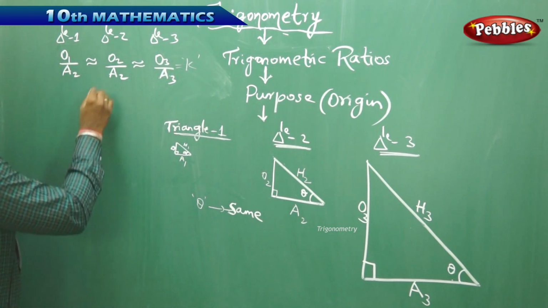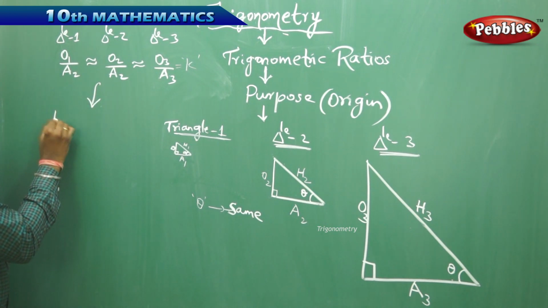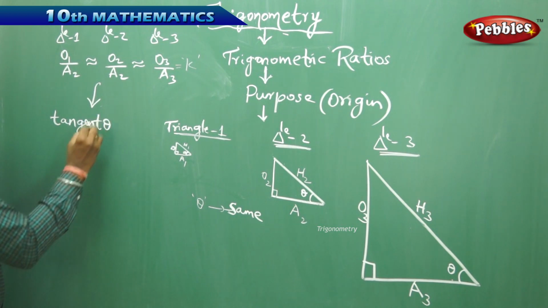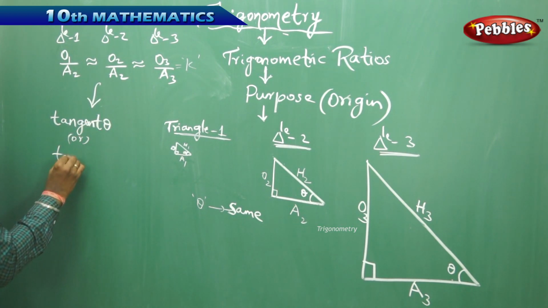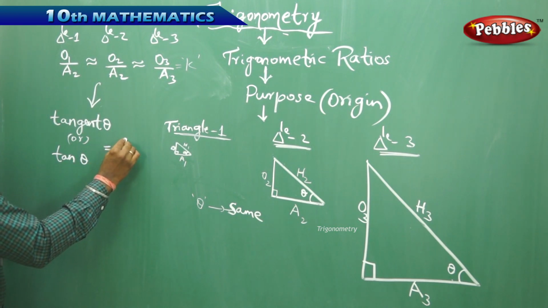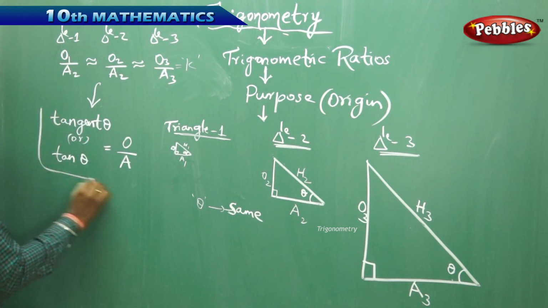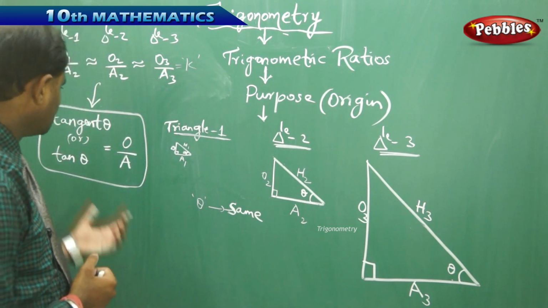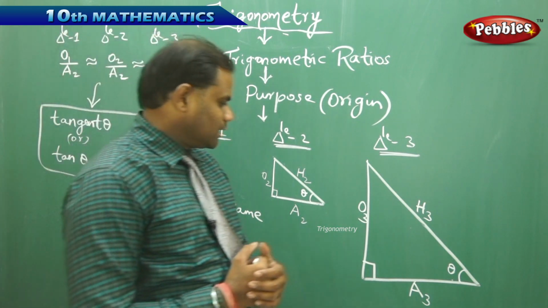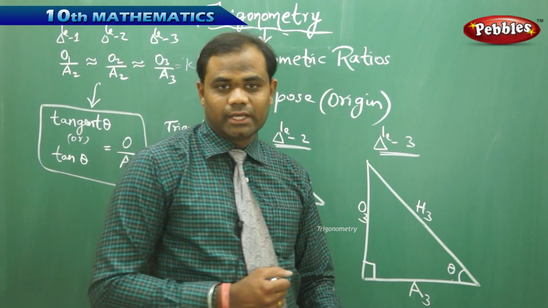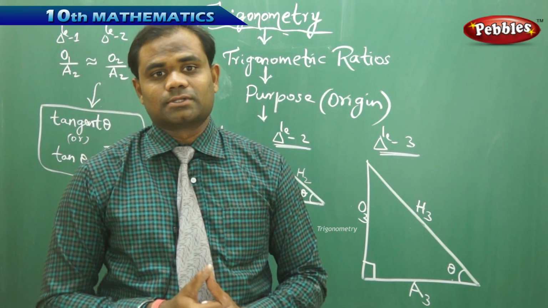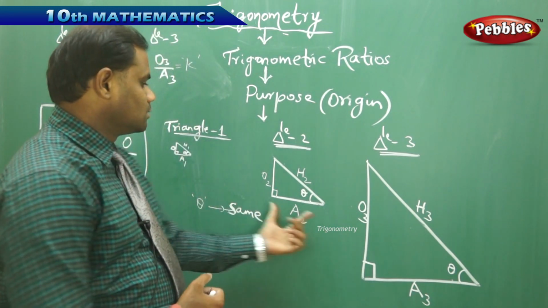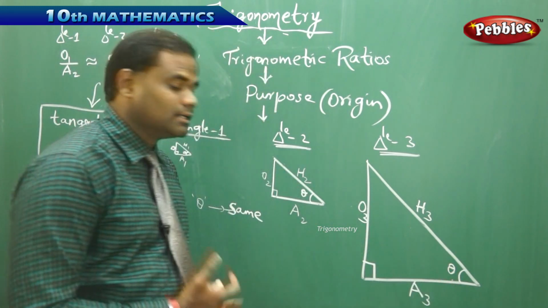This also made the mathematicians come out with tangent theta, or tan theta, equals O by A. This is how we understand the trigonometric ratios. So these are the three trigonometric ratios. Now that we have connected A with H, H with O, and O with A, we have three trigonometric ratios invented by mathematicians for a right angle triangle using the same angle theta.